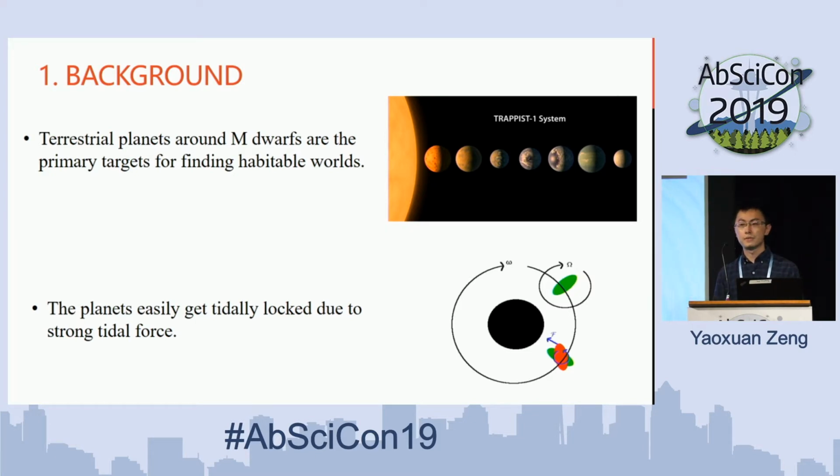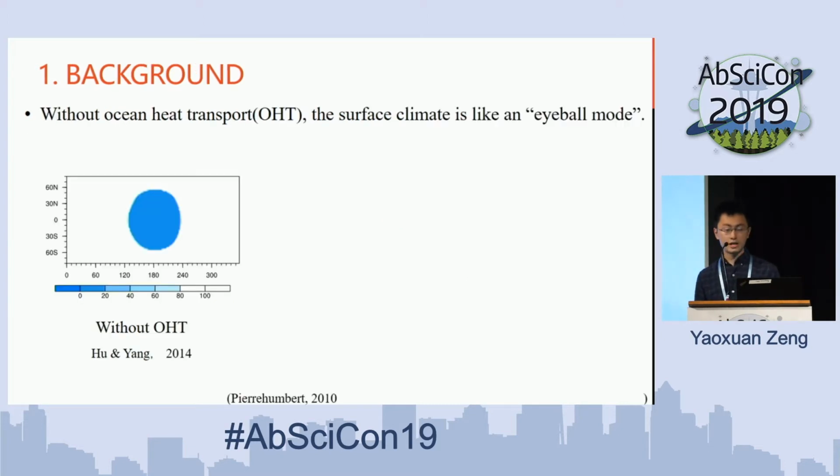When we search for life beyond the solar system, we mainly focus on the planets in the habitable zone around M dwarfs, because we have found several planet systems like the TRAPPIST-1 system. And because the habitable zone around M dwarfs is very close to the star, the planets will easily get tidally locked due to the strong tidal force. As a result, one side of the planet will permanently face the star, and the other side will get no radiative heating at all. So the climate on the planets will likely be an IBO mode.